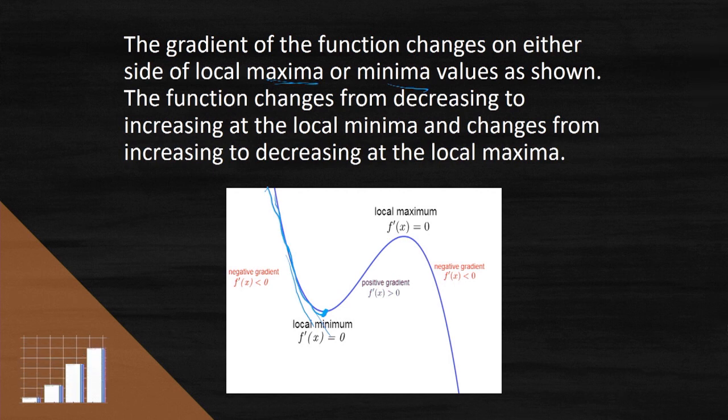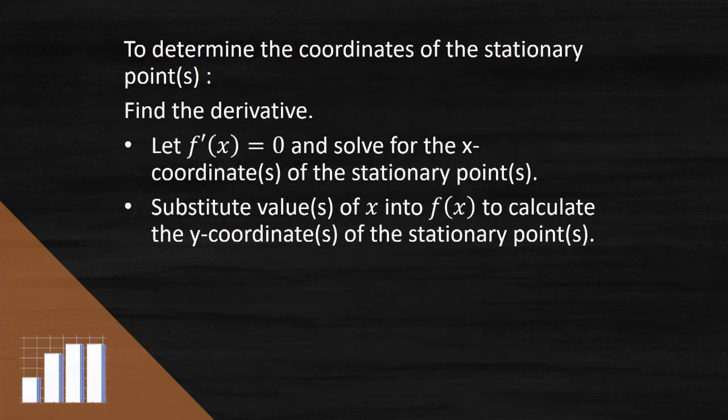And then if we go up to the point where we're going to the local maximum and we draw a tangent line to that graph, the gradient will be positive. So what we can see is that the function changes from decreasing to increasing at a local minimum. You can see the function was decreasing there, and then it starts increasing, and that's at a local minimum. And when we're looking at a local maximum, we go from an increasing function to a decreasing function. To determine the coordinates of stationary points, we find the derivative, let it equal 0, solve for x, substitute those values back into the original equation, and find the y values.